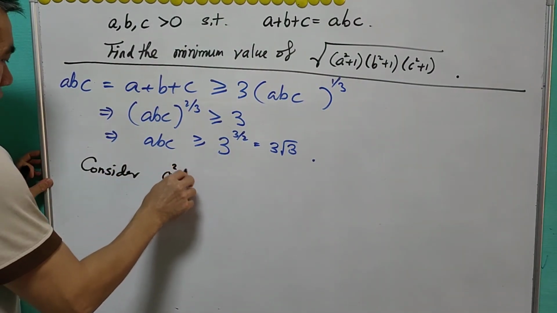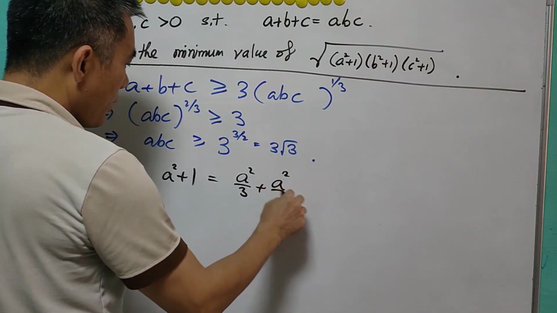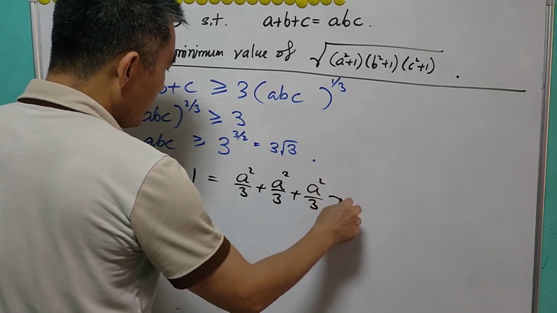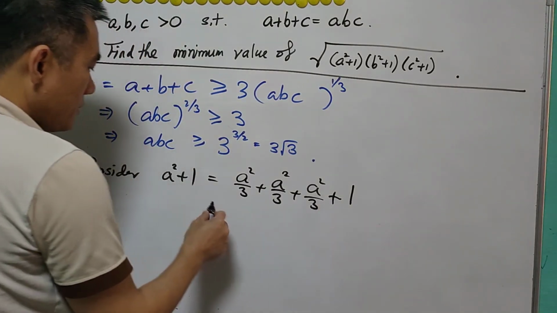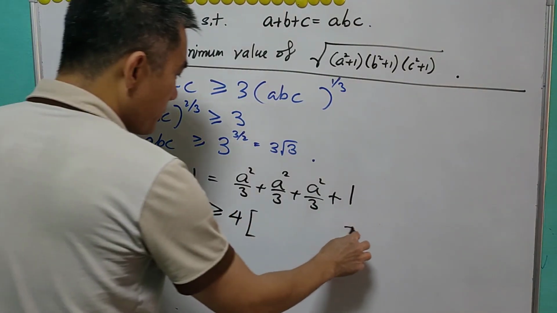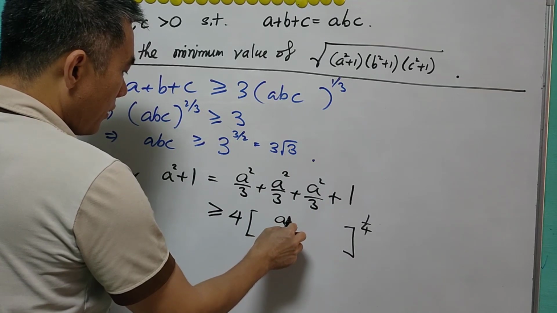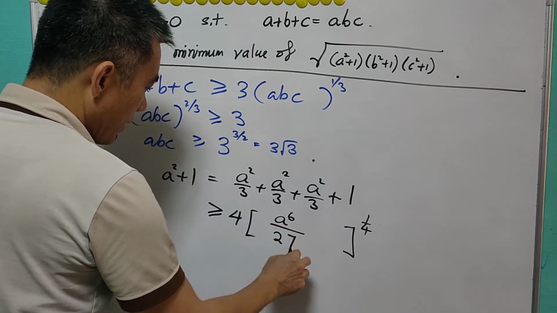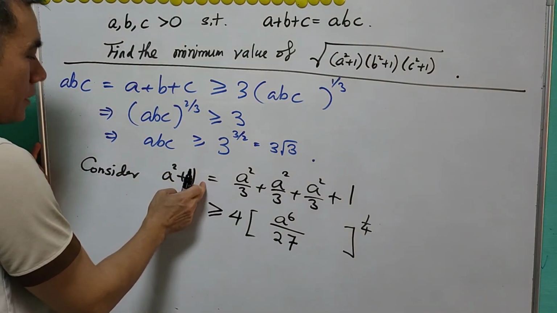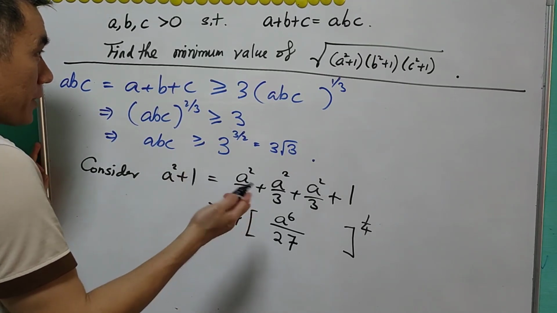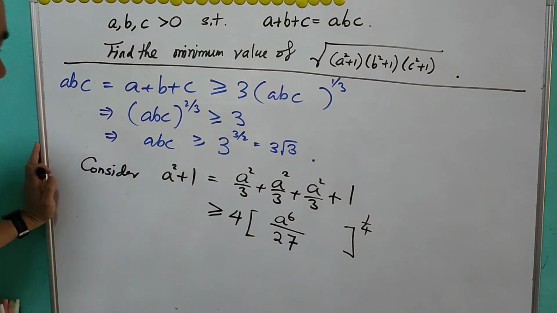Consider A squared plus 1. I can write it as A squared over 3 plus A squared over 3 plus A squared over 3 plus 1. And again, using the AM-GM inequality with 4 terms, this will be greater than or equal to 4 times the product to the power of 1 over 4. So it will be equal to 4 times (A to the power of 6 over 27) to the power of 1 over 4. And this is not only true for A squared plus 1, it is also true for B squared plus 1 and C squared plus 1. You just need to change A to B and to C.